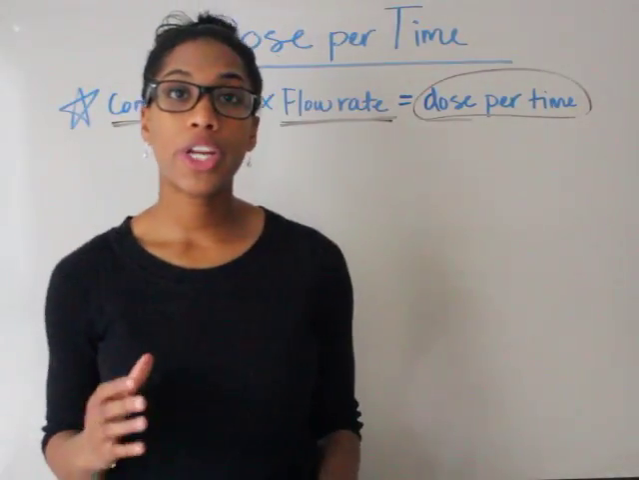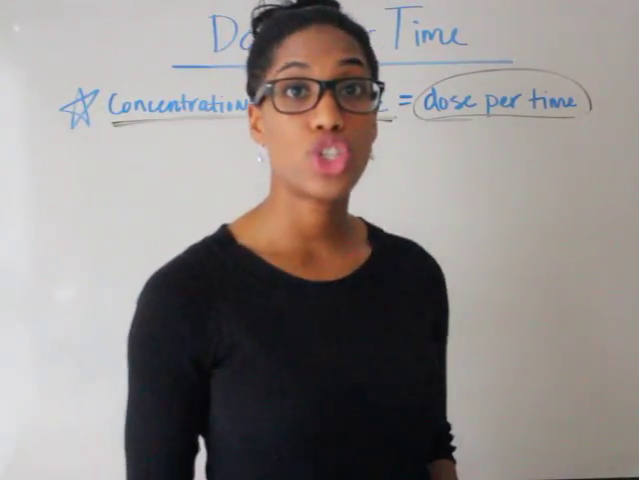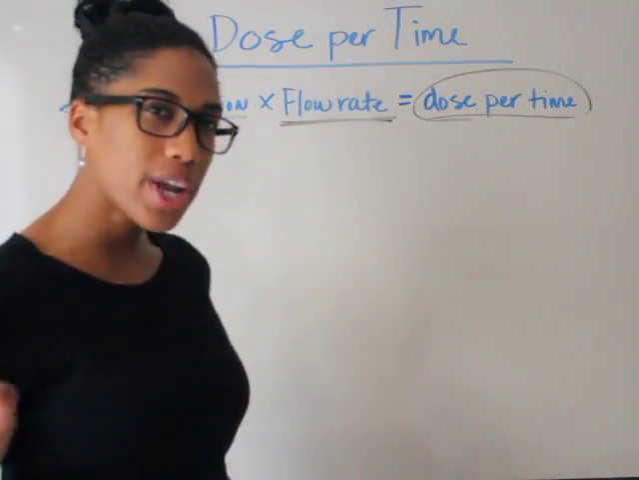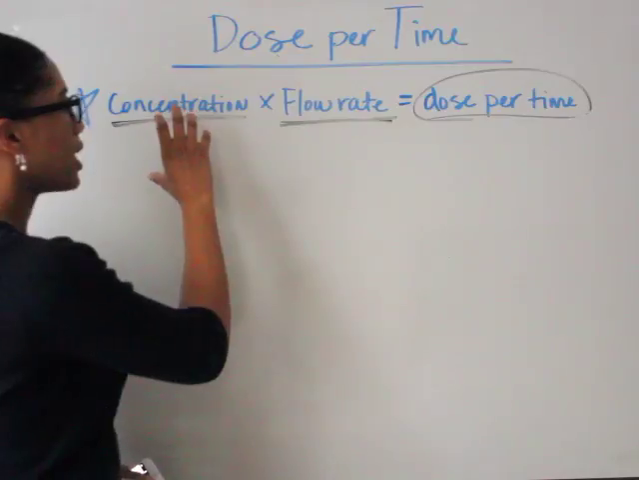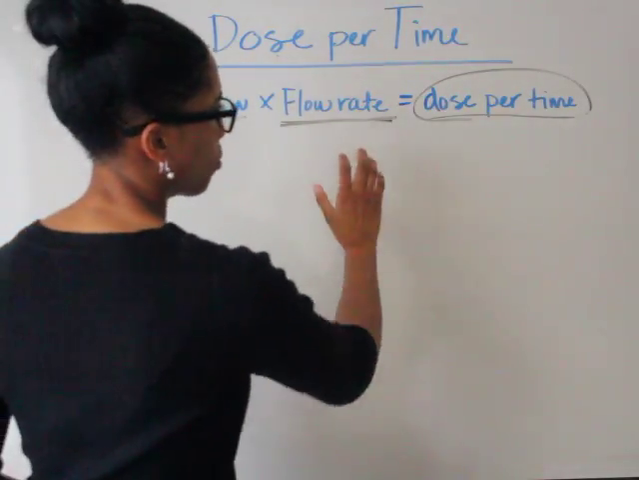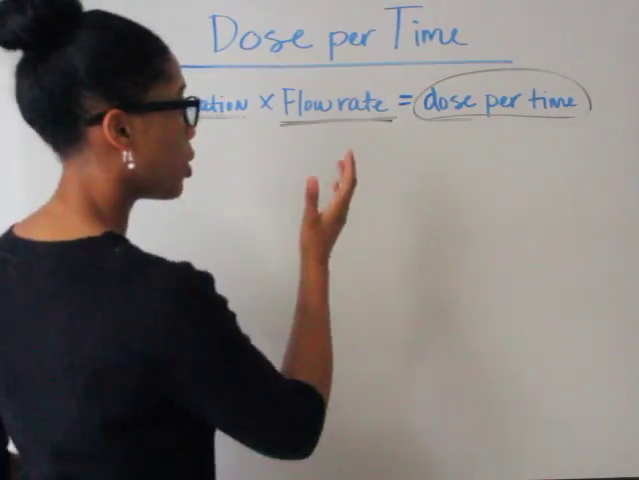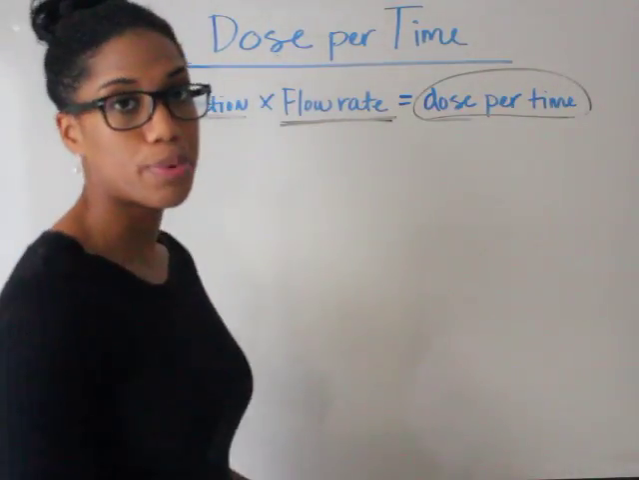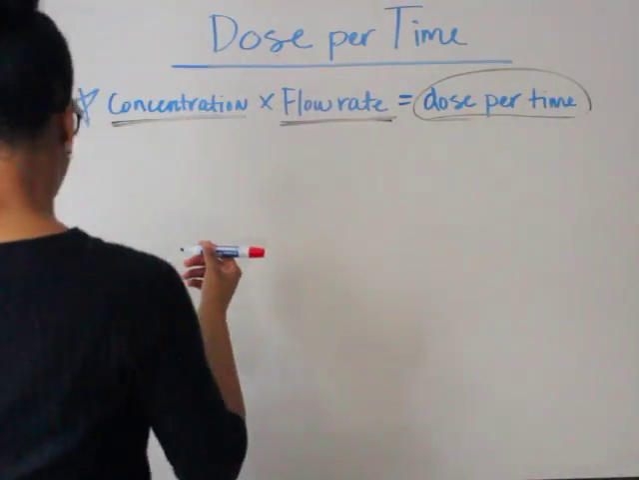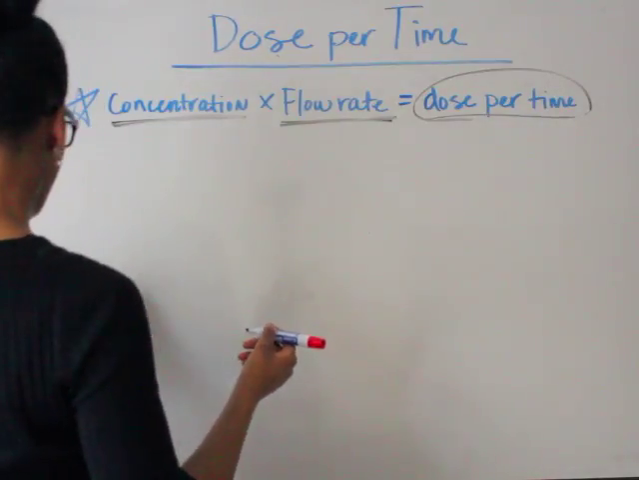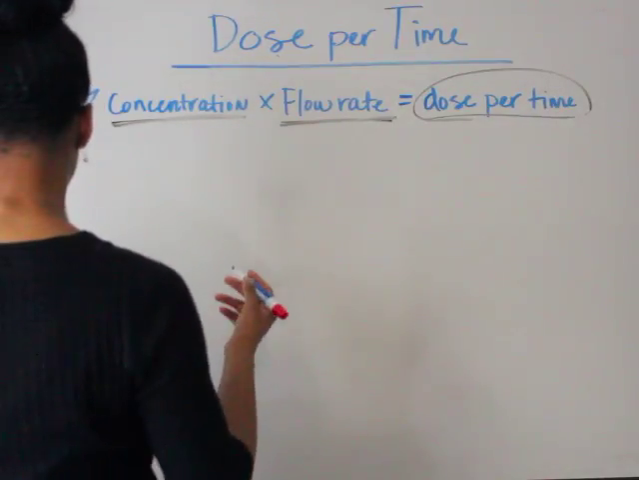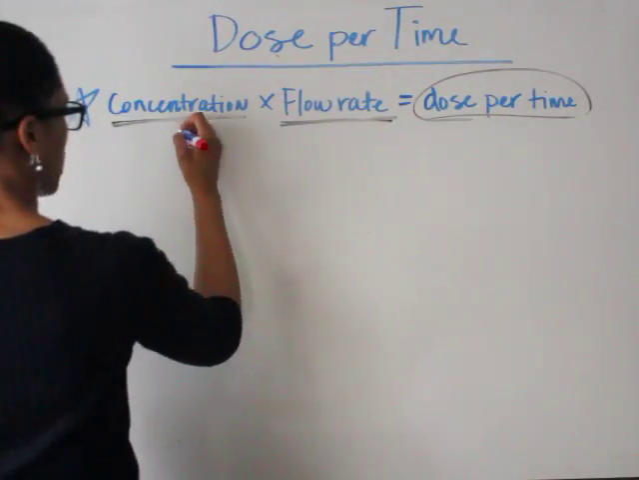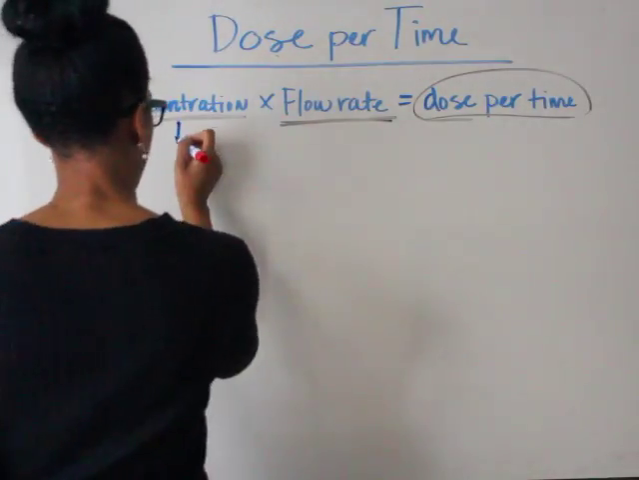Okay, so now that we know the different components that it takes to calculate the dose per time, let's do a brief run through of getting a concentration and getting the flow rate. Then all we have to do is multiply the two, and that'll give us what we're actually looking for, which is the dose per time. Okay, so looking for the concentration first.